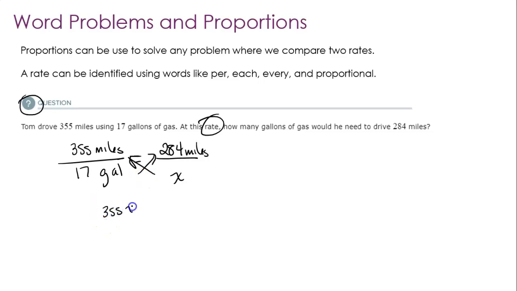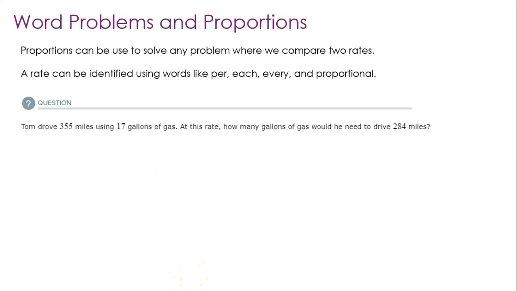We get 355x equals 284 times 17. That gives us 4,828. We're going to divide both sides by 355. The 355 cancel out. We get 4,828 divided by 355, and I get 13.6 gallons of gas. So somewhere in between 13 and 14 gallons.